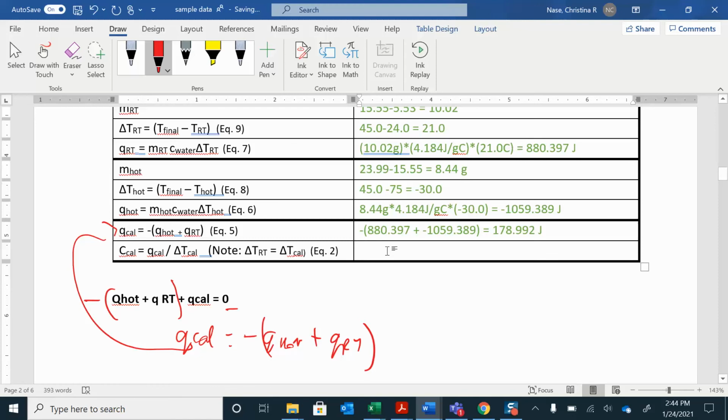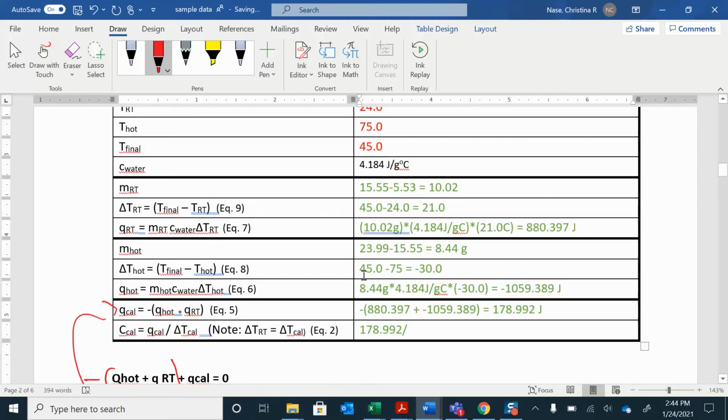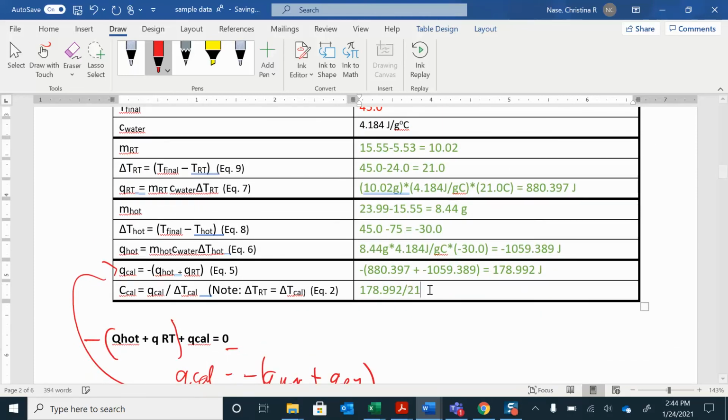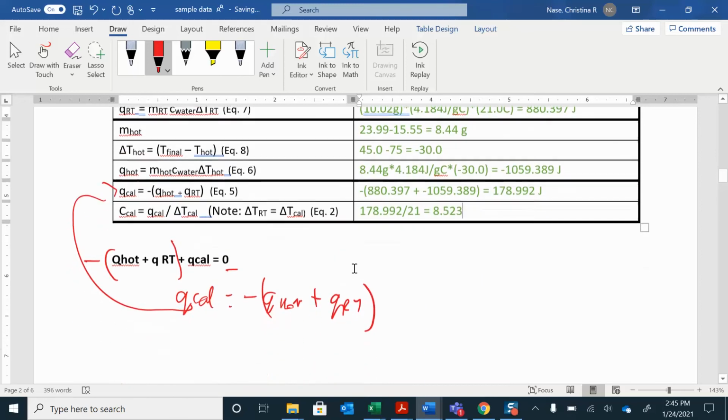So now I can find the C-cal, and you're going to need that for part 2. So Q-cal, that's what I just calculated, my 178.992, divided by the delta T-cal. They give you a note here that delta T-cal is the same as the change in the room temperature, the delta RT, so that's that 21. Divided by 21 just gives me 8.523. So that is the calorimeter constant, and we're going to need that for the next section.